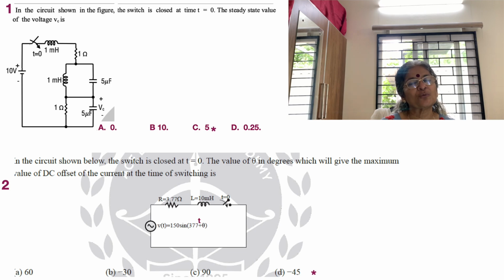The DC offset is what we talked about in the earlier session, wherein we had e raised to minus t by tau, where tau is equal to L by R in this case, and we had sine theta plus 5. So here we shouldn't have the sine value equal to 0, but it should be 90 degrees. Whatever be the case, it's going to be minus 45 and minus 45, because it's a lagging angle, and together they should give 90 degrees. I hope this is clear.